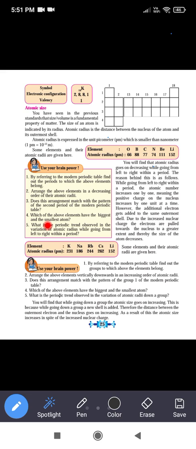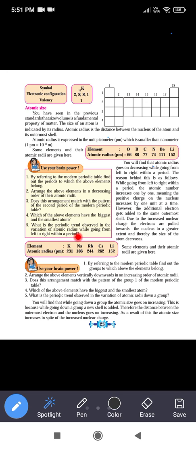Which of the above elements have the biggest and smallest atom? Now the atomic radius of lithium is 152 picometer. So that's why the biggest atom is lithium and the smallest atom is oxygen. Okay, because its atomic radius is only 66 picometer.